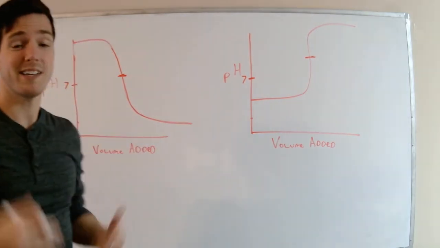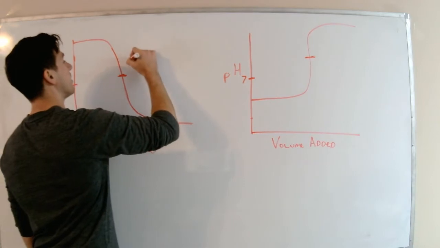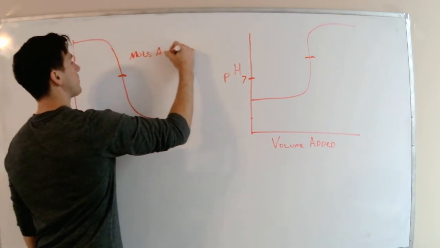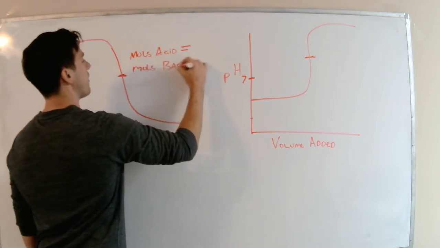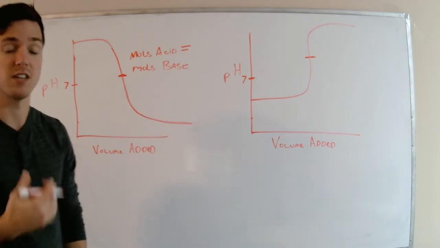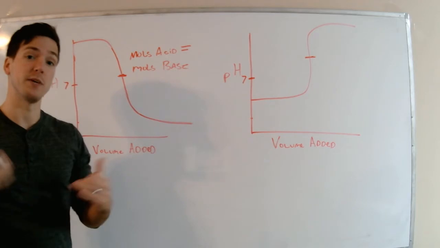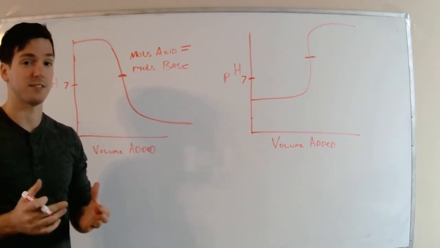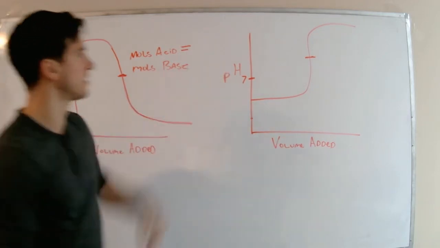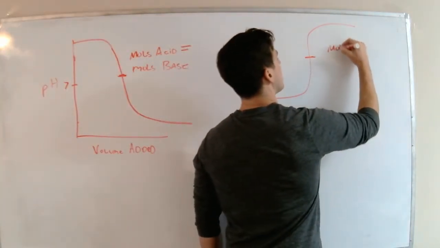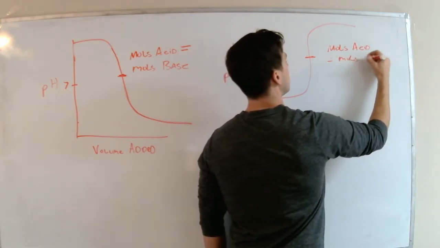Well, what is the equivalence point? The equivalence point is just when the moles of acid equal the moles of base. All right, it's when the moles of acid equals the moles of base, and that is super important. At this point, we could go ahead and figure out what the concentration of our analyte is, which we'll talk about later. And here, same thing. It is moles of acid equals moles of base.